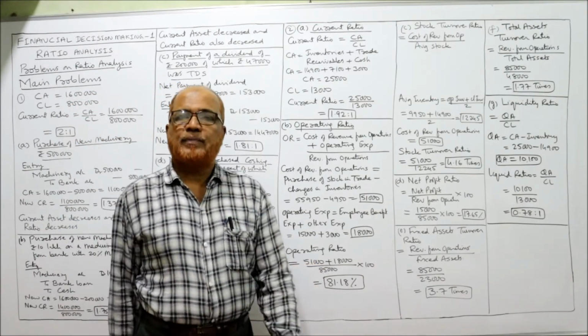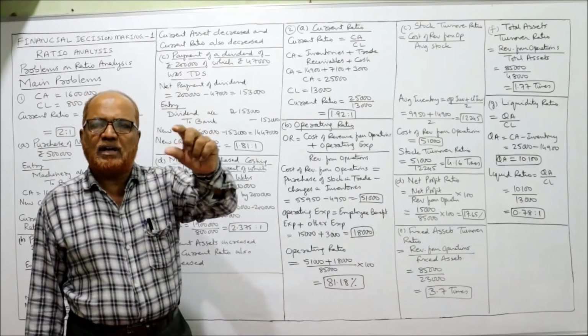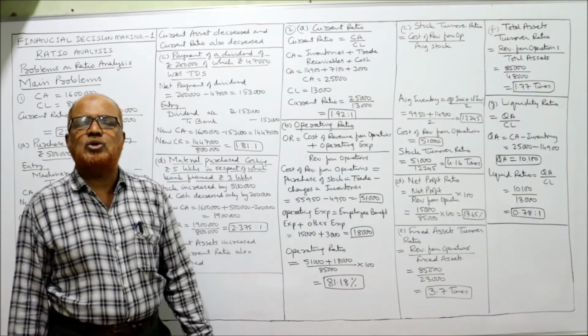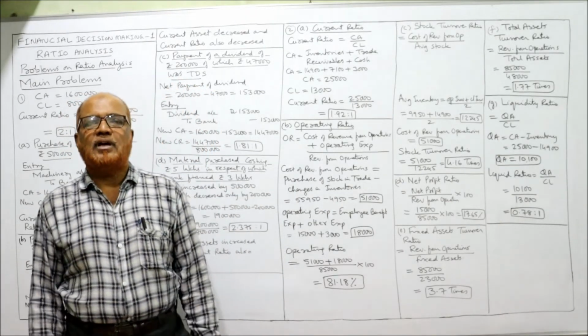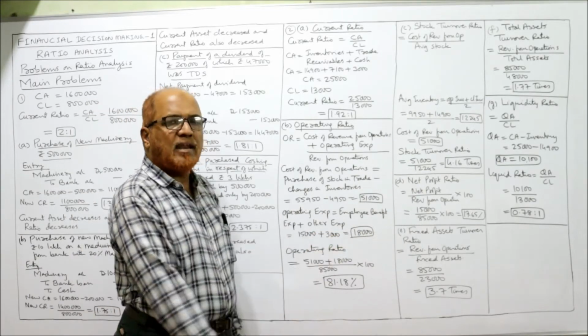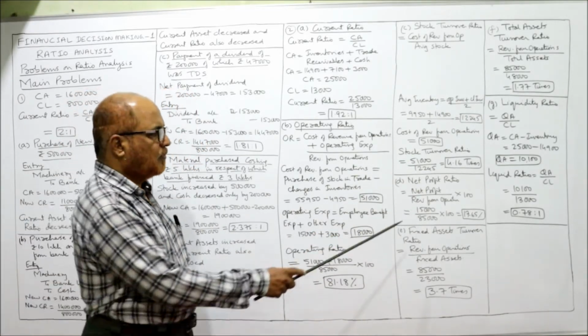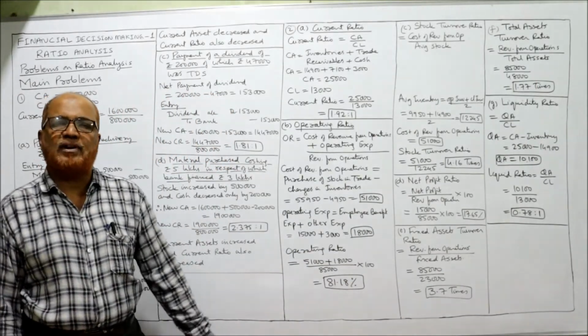Now fourth, net profit ratio. It's very simple. Net profit divided by revenue from operation into 100. Net profit is lastly given, 15,000, in the problem. And revenue from operation is 85,000. So 15 by 85 into 100, 17.65 is the net profit ratio.